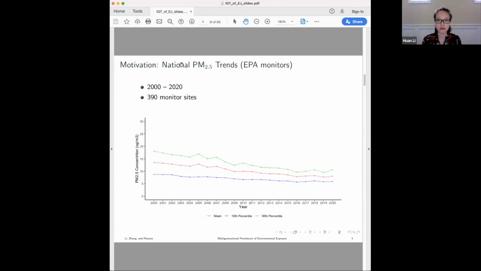In this slide, I use the EPA's monitor data, which is PM 2.5, to show the national trend of PM 2.5. The red line is the average PM 2.5 from the monitor sites. The green line is the 90th percentile, representing the dirty areas. And the blue line is the 10th percentile, representing the cleaner areas. As you can see here, over 20 years, PM 2.5 declines across the 390 monitor sites.